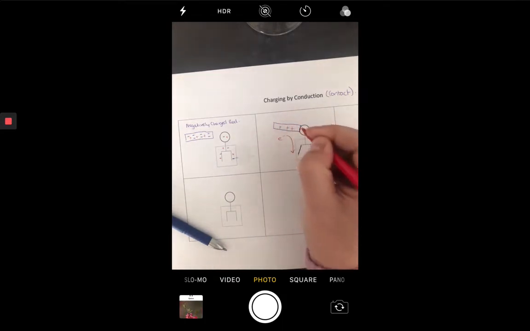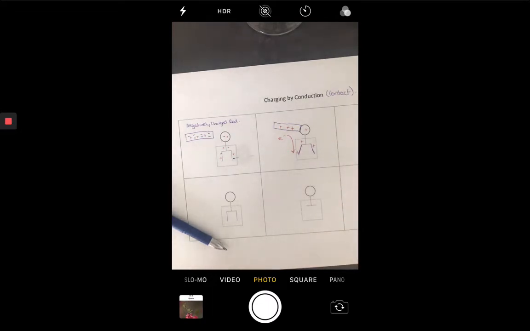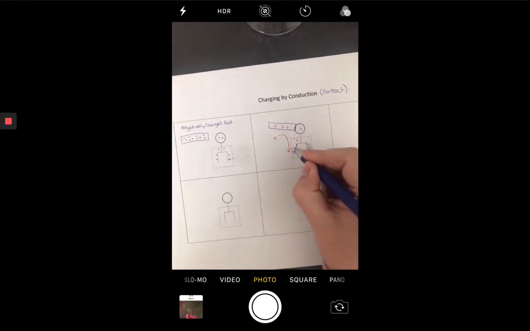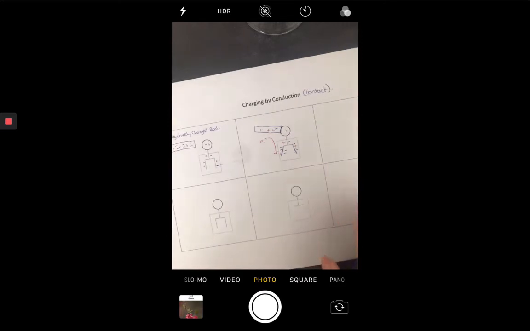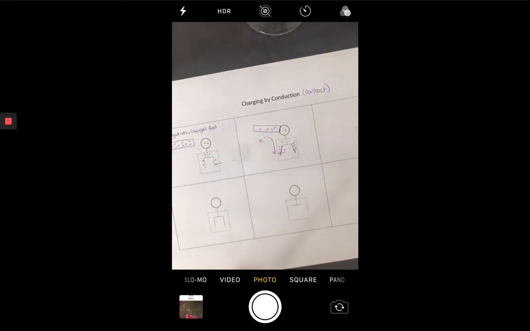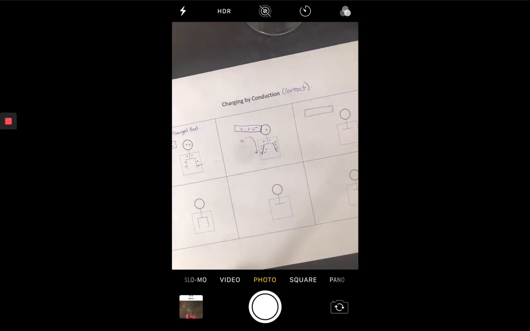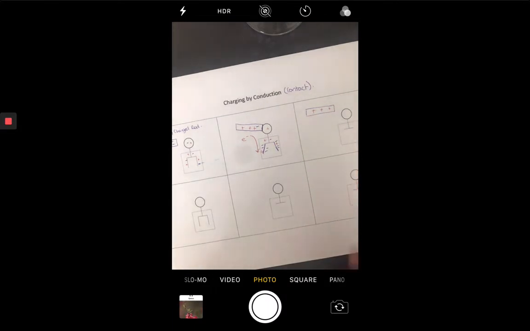So let's draw in then our charges, because I can draw in my positive charges because I know that positive charges don't move. And then I'm going to draw in my negative charges. They have moved down into the leaves, causing our leaves to repel. And then we take away our rod. So my rod is now only left with a few negative charges in it.